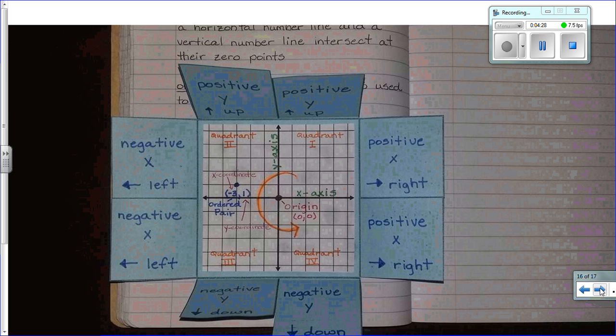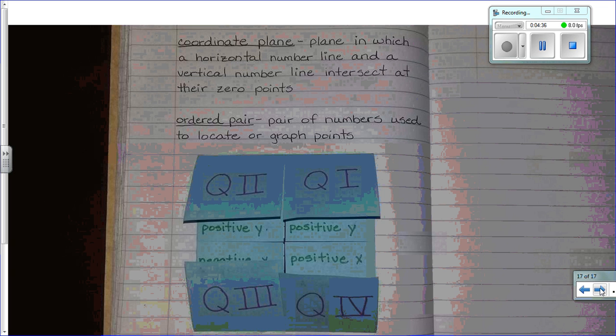When you're finished with your foldable, you're going to glue the bottom piece down. Make sure not to get any of the flaps in there. And then you can close it all up and it all fits on your sheet. Next, we're going to go over some other notes on proportional relationships.